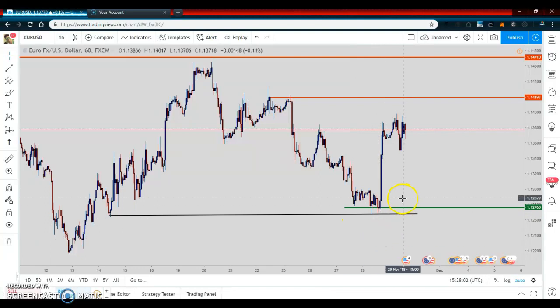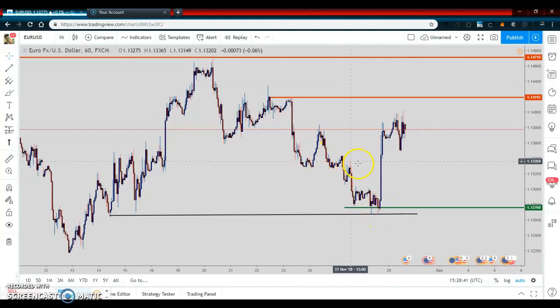Now what basically is a support level? Support level is a level where the price tends to find support as it falls. Here is an example: price tends to fall and then it finds a support. This means that the price is more likely to bounce off this level rather than breaking it. Once the price has breached this level, it is likely to continue falling to the next support level.